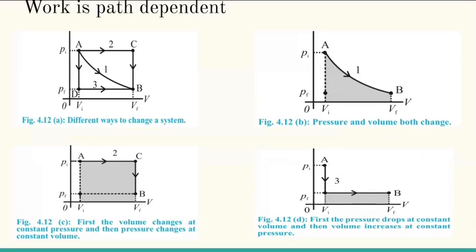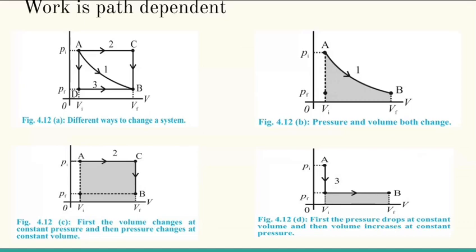In graph B, it is a direct process from A to B where pressure and volume are changing. Next is from A to C where pressure is constant and volume is changing. From C to B pressure is changing and volume is constant. Last is graph D, where pressure is changing from A to D at constant volume, and then at constant pressure volume is changing from D to B.